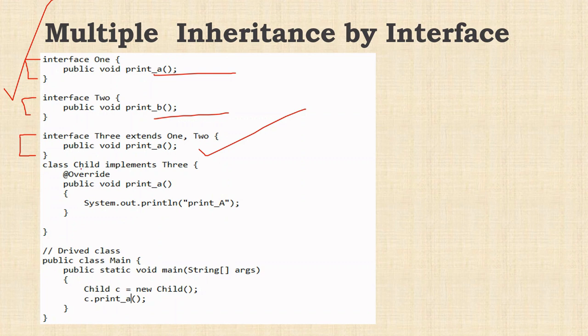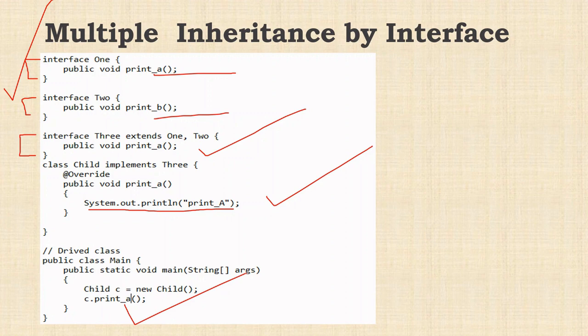So what we are doing here, we have a class Child implementing three. Here we are providing the implementation logic. We are overriding and providing the body of this method, the implementation of print A, and we are calling it from the child class object c dot print A. So like this we can achieve multiple inheritance in Java.